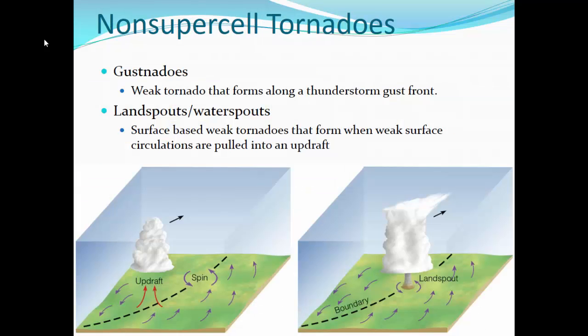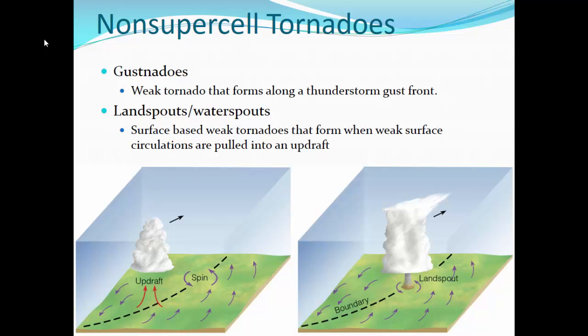Non-supercell tornadoes, meaning either a waterspout that develops without any thunderstorm at all, or a landspout or a gust tornado that develops with just a normal thunderstorm. Typically, at the surface, you have some pre-existing spin, some boundary that's creating some turning in the atmosphere, and then a thunderstorm develops and moves over that pre-existing spin and pulls it up into the atmosphere. So these landspouts are where you get your dust devils and gust tornadoes.